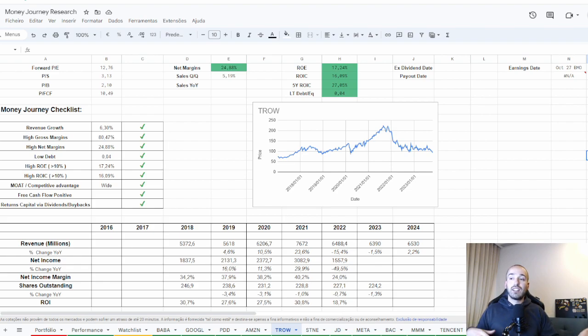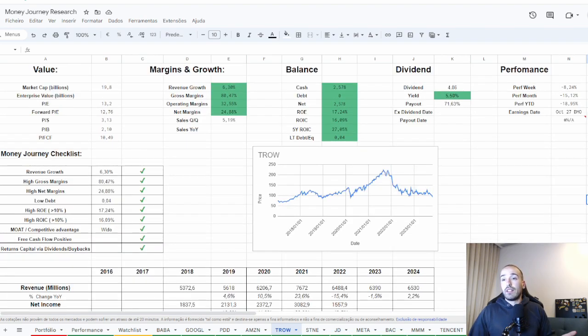Last year they earned $1.5 billion. For the next 2 years, their revenue is expected to stay in the range of $6.5 billion. They will earn around $1.5 to $2 billion in the next few years, but they have a lot to improve and to recover. So after they recover that, the stock will go up for sure.